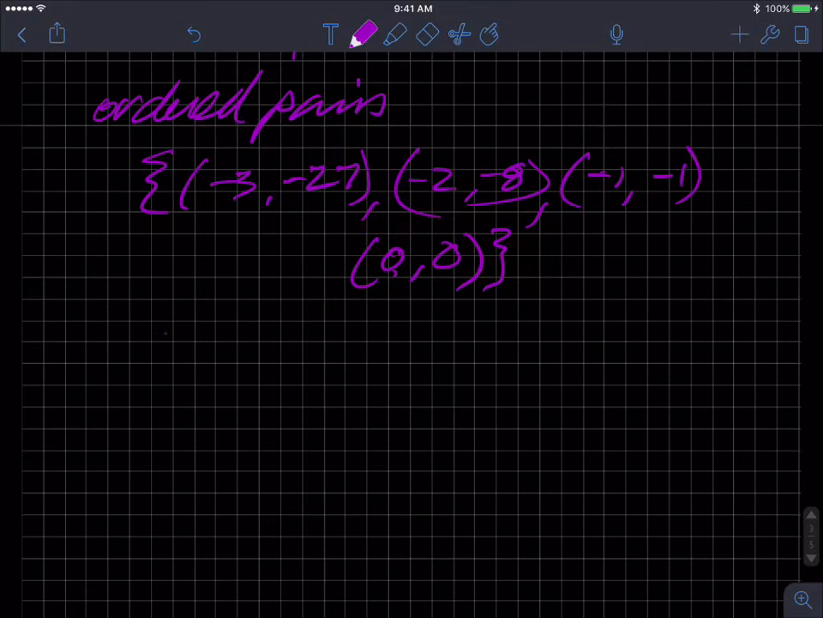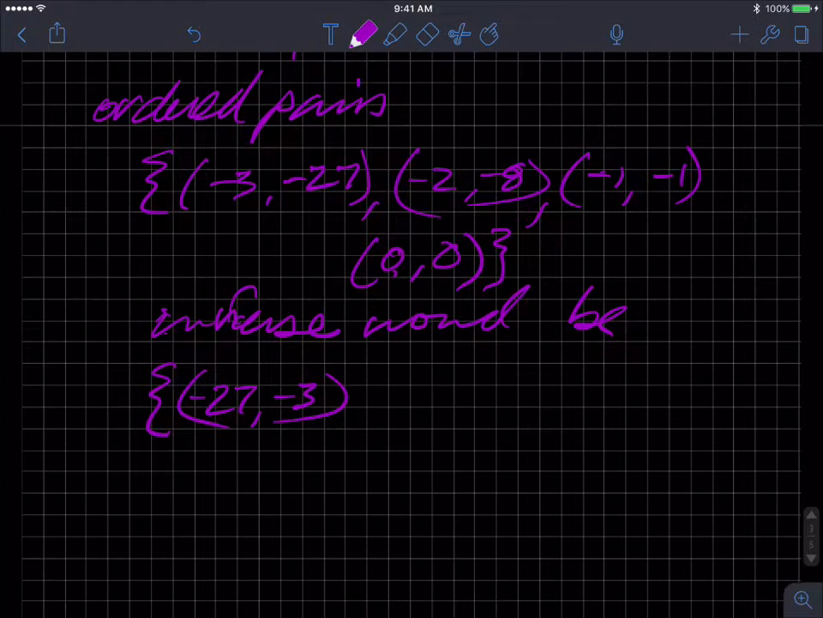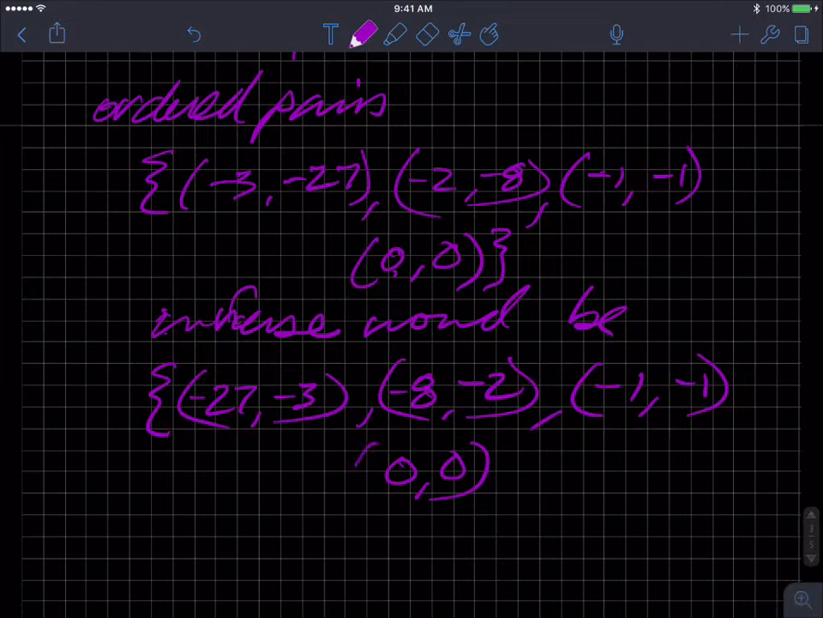The inverse of that, the inverse would be -27, -3, -8, -2, -1, -1. Of course, that one doesn't matter. And 0, 0. That one doesn't matter because they're the same values.